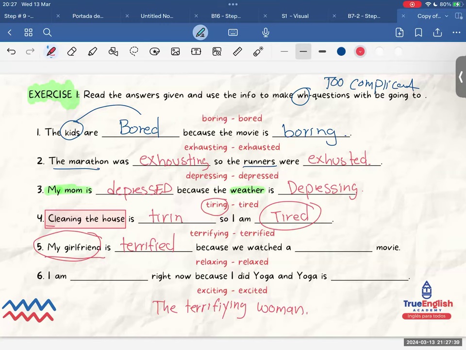So, it's possible. Sorry, Mr. Leo. Can you continue? Es terrorífico. Ya entendí. Y sería terrifying. Terrifying. My girlfriend is terrified because we watch a terrifying movie. Make sense? Let's see, Ricky, number six.